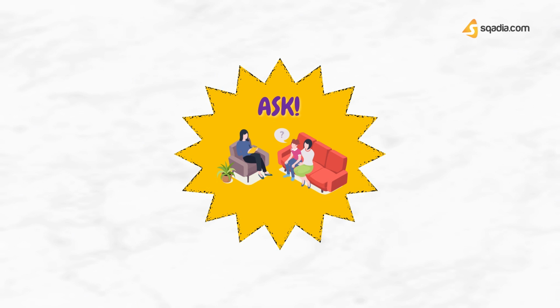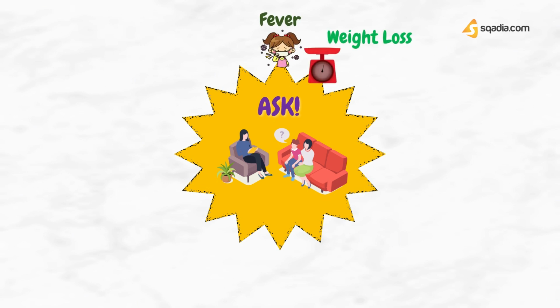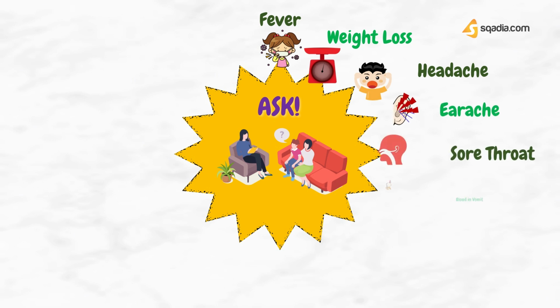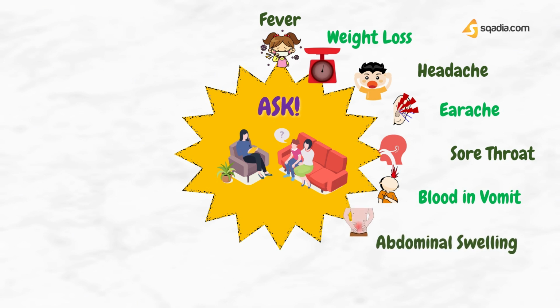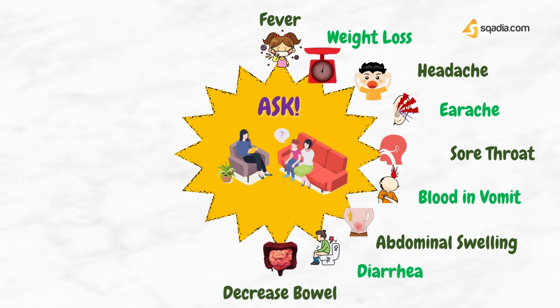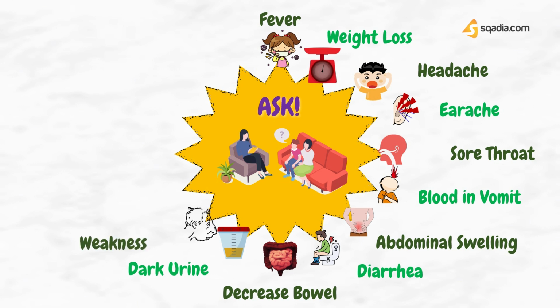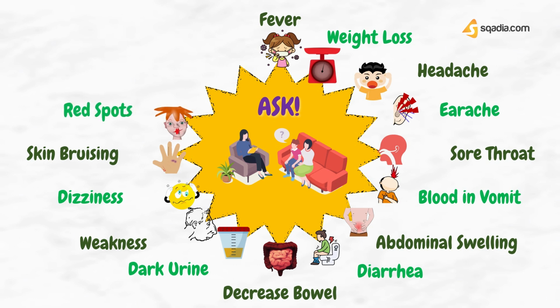So you need to ask whether they have fever, weight loss, headache, earache, sore throat, blood in vomit, or whether they are vomiting blood, abdominal swelling or pain, diarrhea, decrease in bowel movements, crying on urination, dark urine, weakness, dizziness when standing, skin bruising, red spots on skin, yellowing skin, or blood in stool.